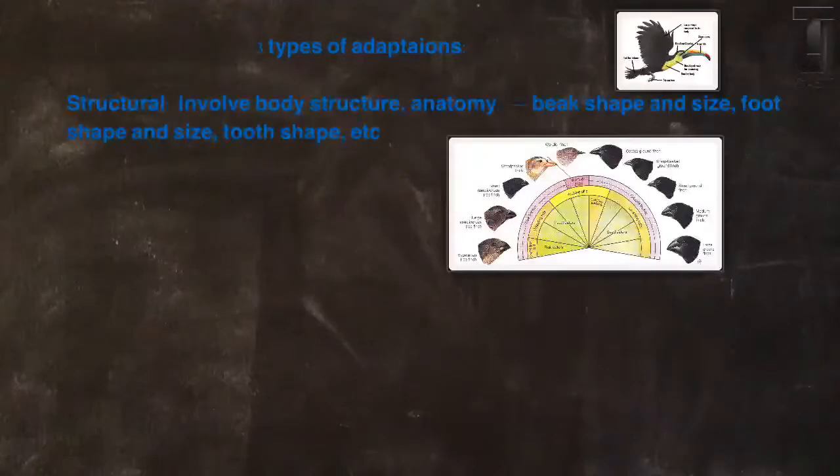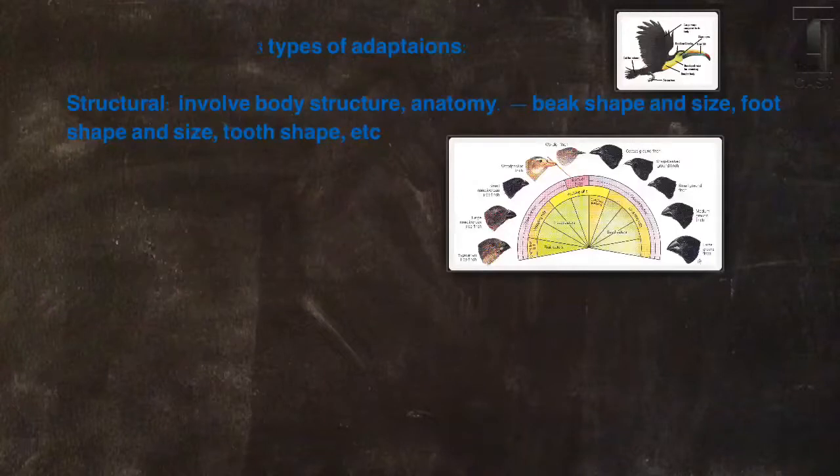And so we've classified these adaptations into three categories to help us understand them. The first type of adaptation is a structural adaptation. Structural adaptations involve the body structure, the body shape, the anatomy. So maybe the shape and size of the beak, that's adapted to what kind of food the bird eats.